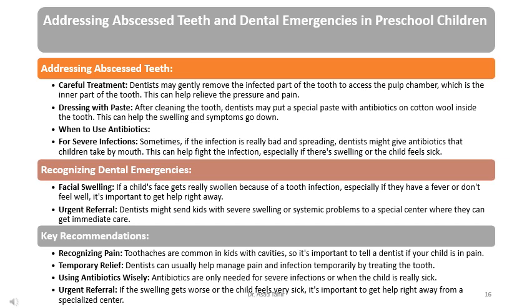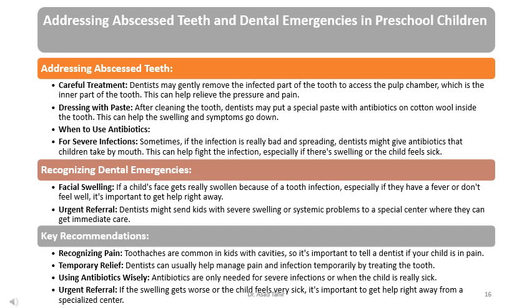When to use antibiotics. For severe infections, sometimes, if the infection is really bad and spreading, dentists might give antibiotics that children take by mouth. This can help fight the infection, especially if there's swelling or the child feels sick.